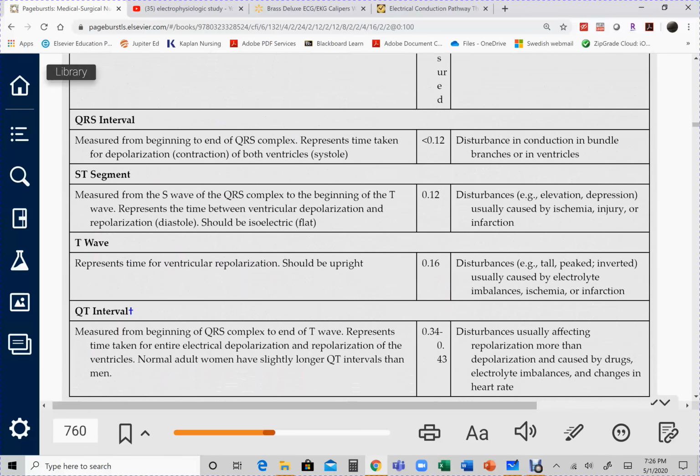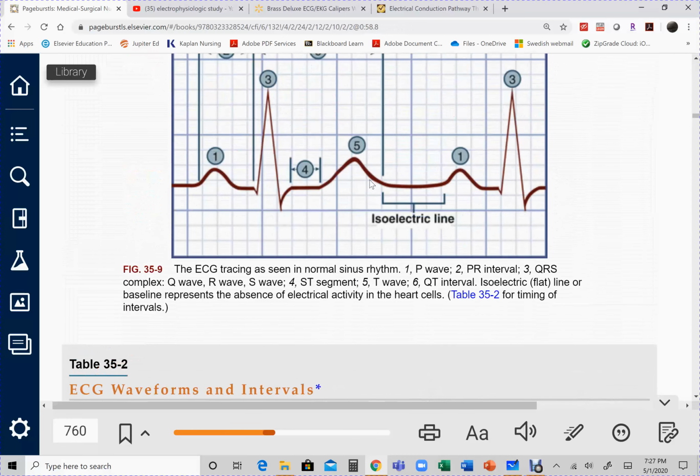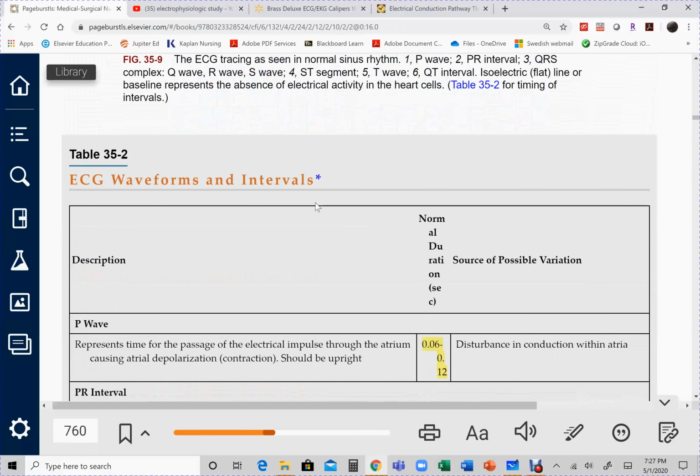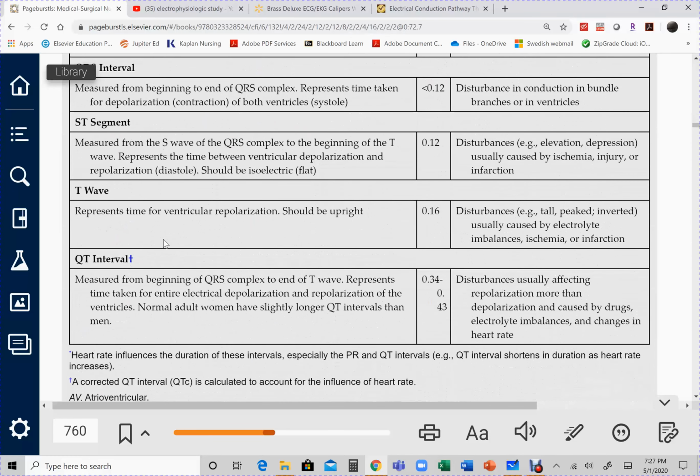And then we have the ST segment. The ST segment is usually isoelectric. This should be a flat line, meaning there shouldn't be any electrical activity here. So it should look flat like this. This is your ST segment. That's number 4. And then finally we have the T wave.